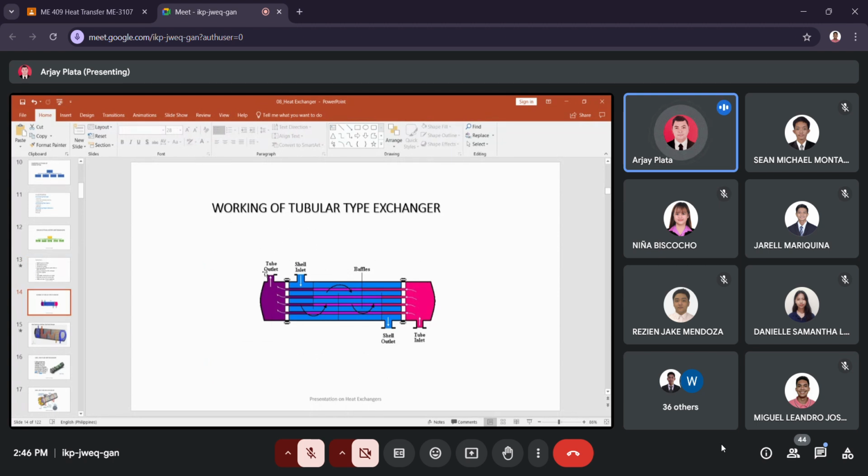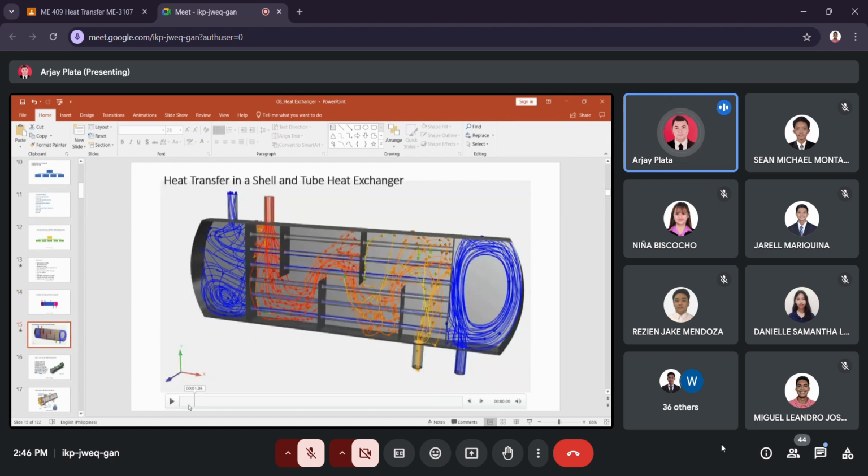So this is an example of the tubular type, which I have already shown you earlier. So this is also a counterflow. As you can see, the flow of the fluid on the shell is opposite to the flow of the fluid on the tube side. So the flow on the shell is downward, while the fluid that comes inside the tube is flowing from bottom to top. So it's a counterflow.